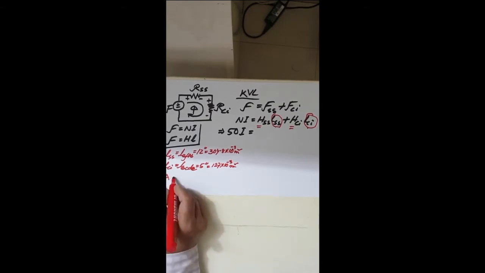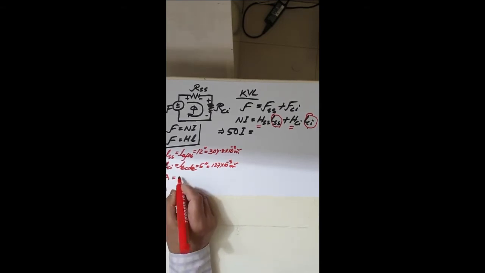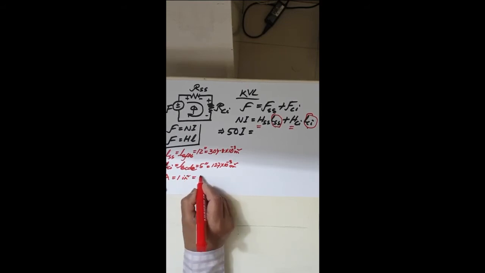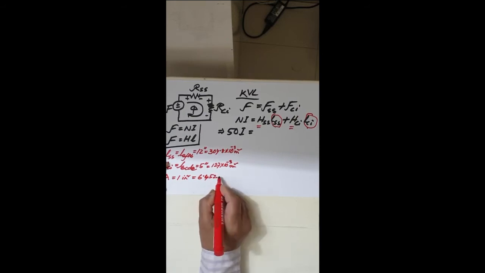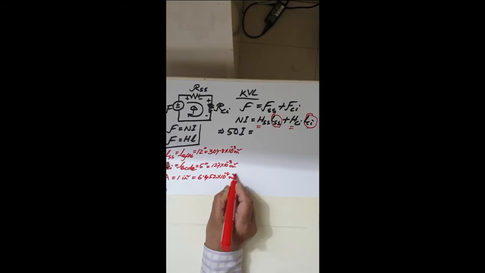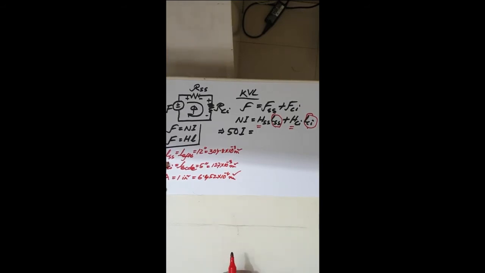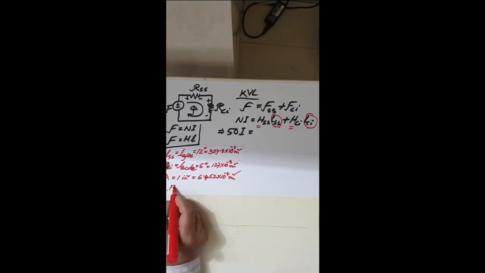and the cross-section area throughout is coming here as 1 inch square. 1 inch square is going to be equal to 6.452 into 10 to the power minus 4 meters square. As you can see, 1 inch square is converting to meter square, and so your B.